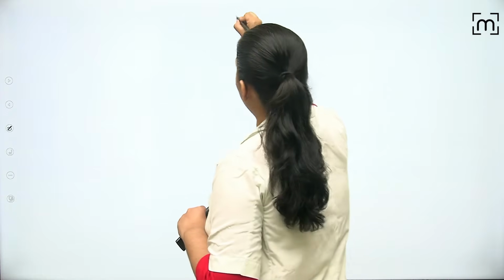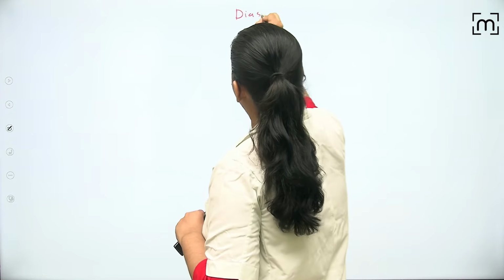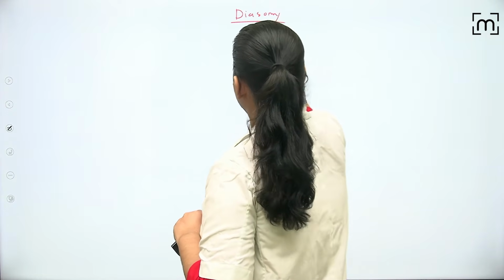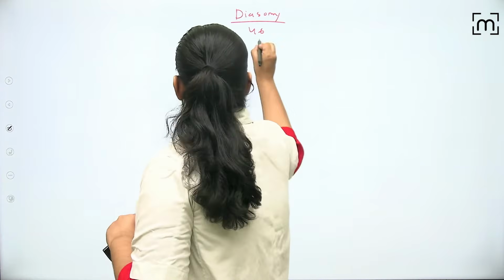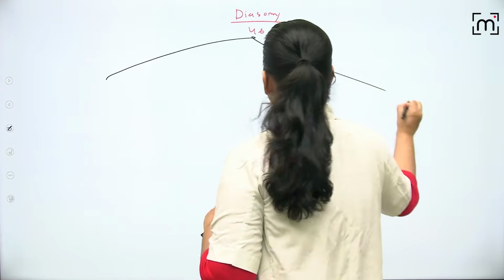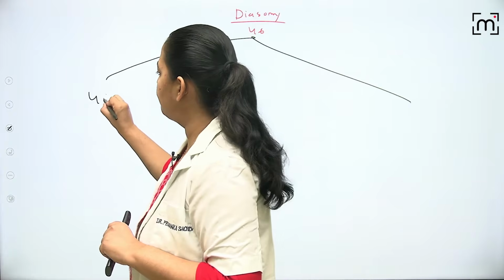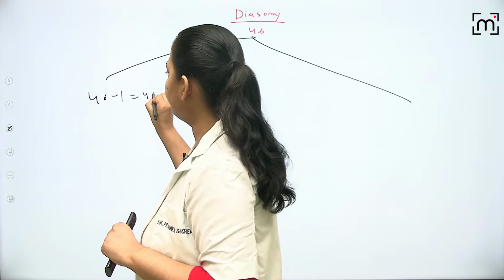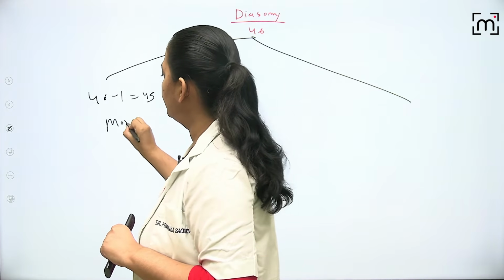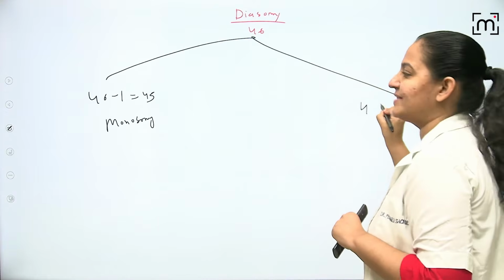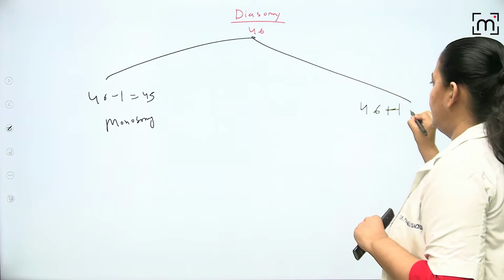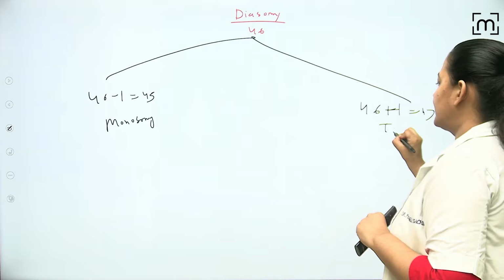So what is the summary till now? Till now I told you normal chromosomes are disomy. Disomy means 46 chromosomes. Now I taught you two types of diseases are there. Either one chromosome is lost, 46 minus 1, that is 45. It is known as monosomy. And either one chromosome is extra, 46 plus 1, that is 47. That is known as trisomy.